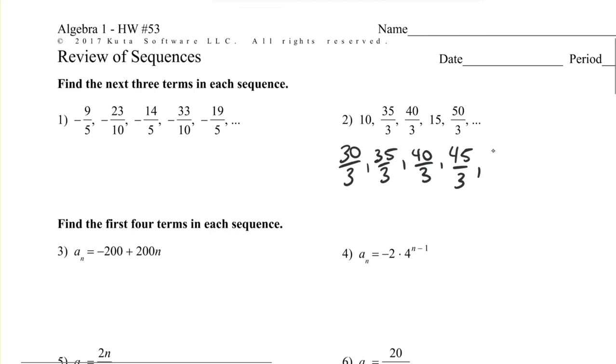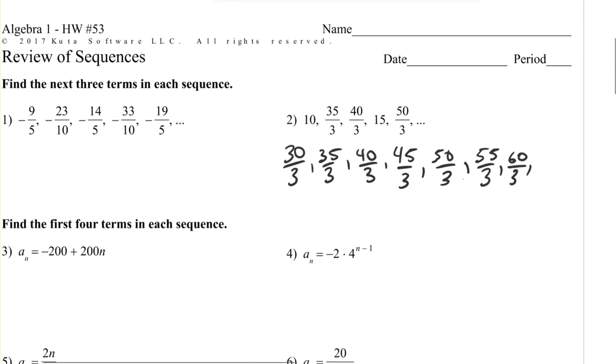And hopefully we can start to see a pattern here, right? What are we doing? We're adding 5 to our numerator, so our next one would be 55 over 3. Our next one would be 60 over 3. We could also call that 20 over 3, or sorry, just plain old 20. And then 65 over 3.